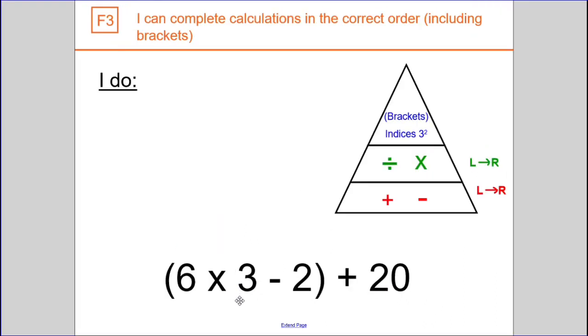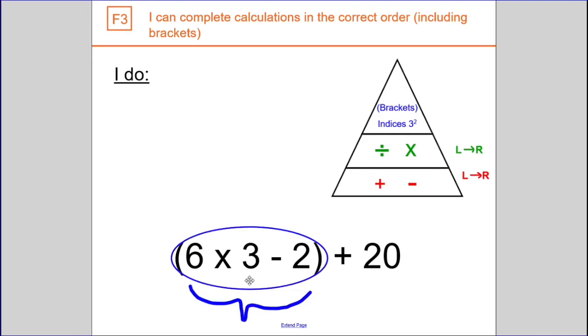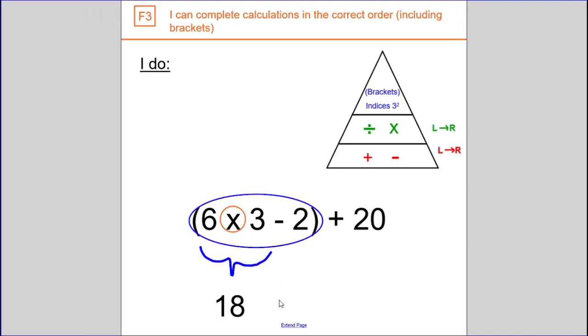Let's have a look at a different example. We've got this time 6 times 3 subtract 2 in a bracket, then we're adding 20. You will notice this time we've got 2 operations inside our bracket. What happens here is we must circle the operations and we need to compare which one comes higher. We can see multiplication is higher than subtraction, so we need to deal with that first. 6 times 3 is 18, then we must subtract 2 in a bracket and then add 20. Notice it's in a bracket because initially it was in a bracket, so we can't take the bracket out.